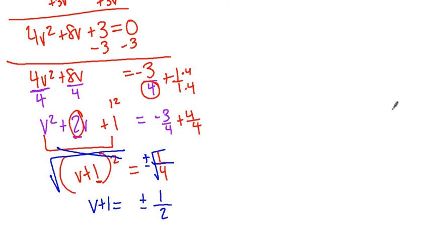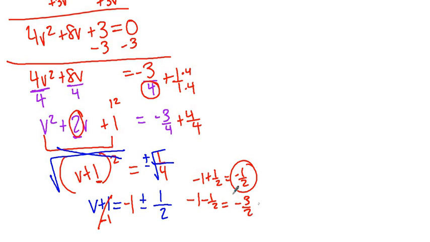Very last step is we need to subtract this 1 over, and then we have negative 1 plus 1/2, and that's equal to negative 1/2. And then we also have negative 1 minus 1/2, and that's equal to negative 1 1/2 or negative 3/2. So in this case, it would be good to simplify it out to these two terms and not just leave it like this, because we could simplify it further. It's always a good idea to simplify as much as you possibly can.